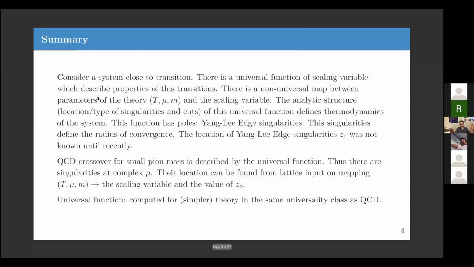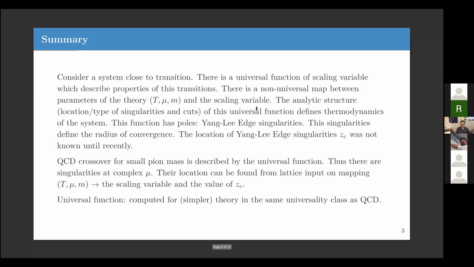So we will consider a system very close to the transition, okay? Then there will be a universal function, which depends on one single variable, which I will call the scaling variable. And this function describes the property of this transition. There is a universal mapping in principle between any theory which belongs to the same universality class and this scaling variable, and this mapping involves non-universal parameters. So what we map are temperature, chemical potential, and, let's say, the quark mass in QCD.